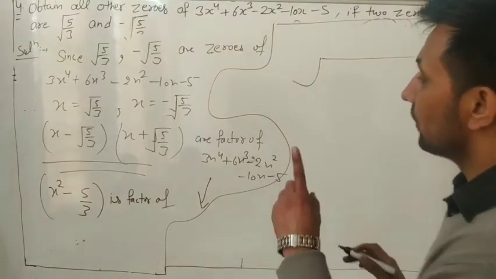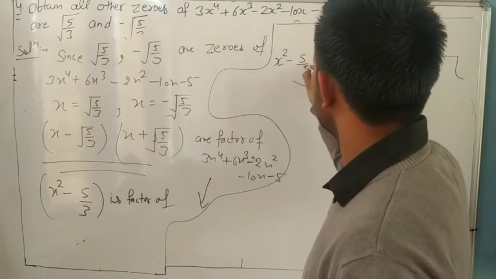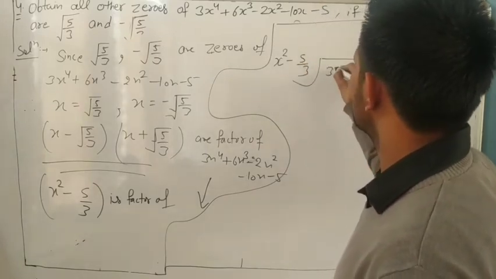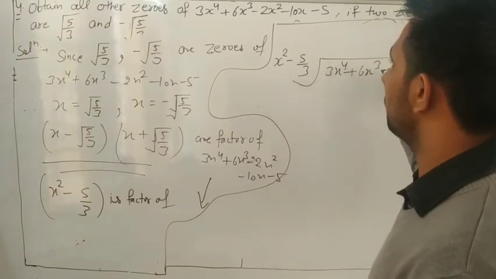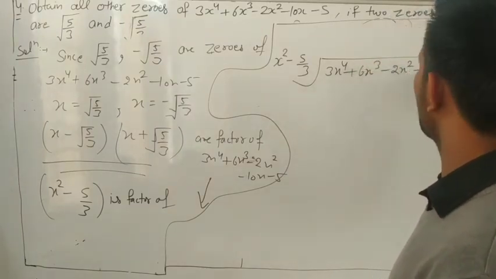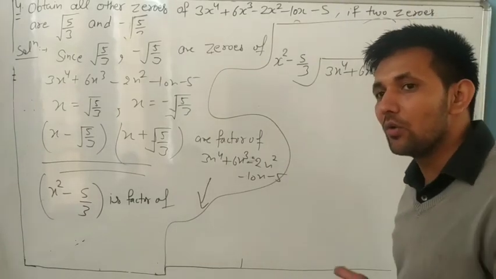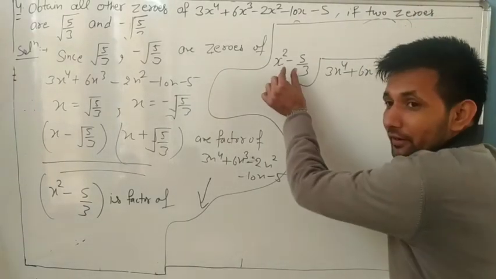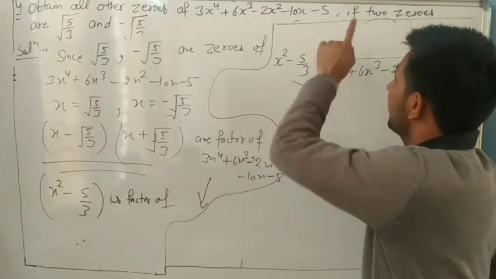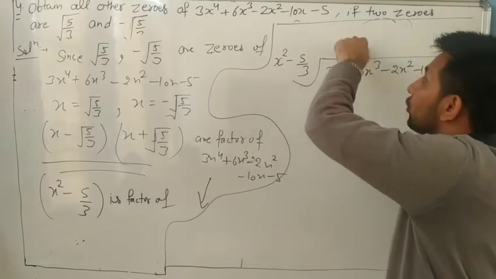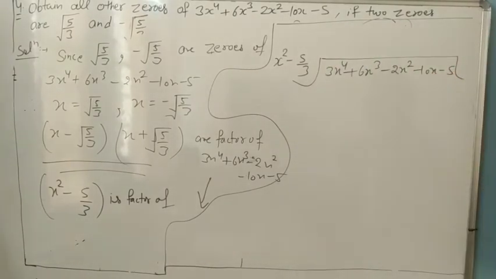So it means x square minus 5 by 3 and divide by 3x^4 plus 6x cube minus 2x square minus 10x minus 5. Understand it? And everyone knows, look at 2 factors we can find from here. How many total factors? 4. So here one more polynomial will become, and 2 more factors we will find from there. Okay.